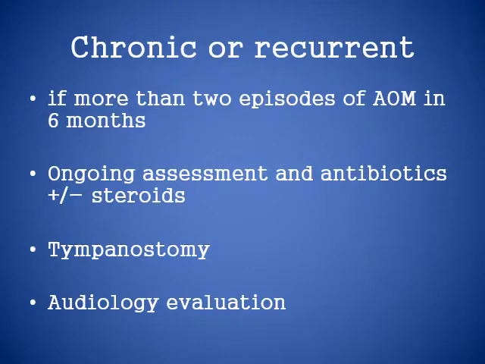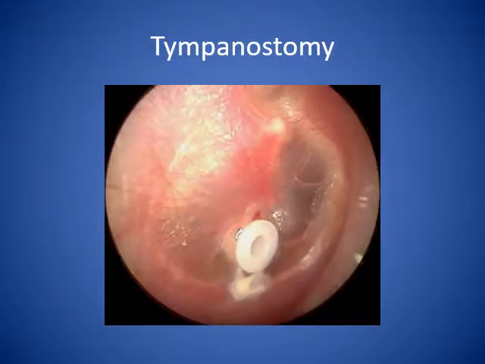We consider ear infections chronic if they develop more than 2 in a 6-month period. Ongoing assessment and antibiotics would be needed, a referral to an ENT, ear, nose, and throat specialist, and an audiology evaluation to test hearing is usually done at this point. And we also do a procedure to help alleviate ear infections. It's called a tympanostomy, which is ear tubes.